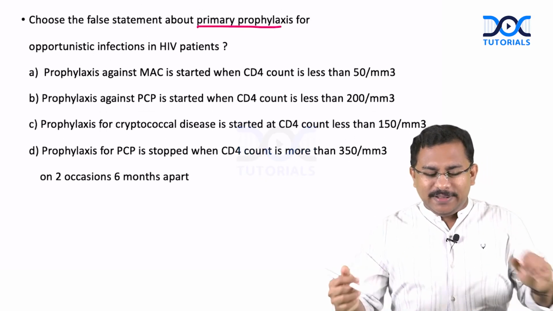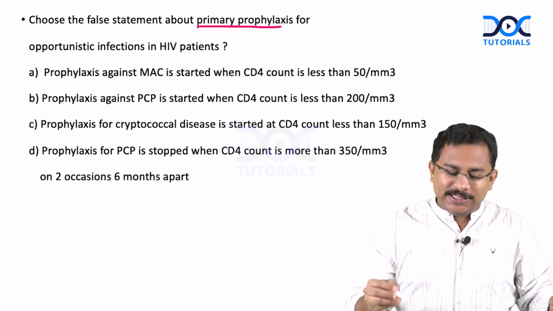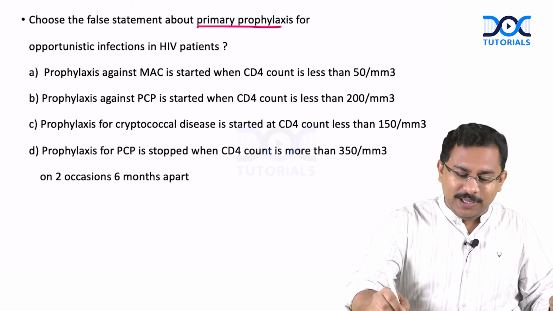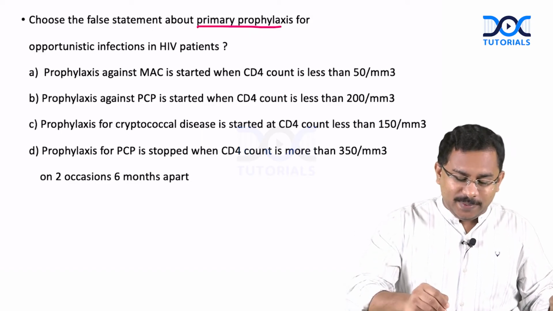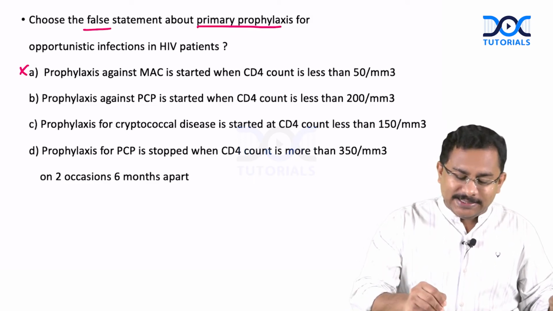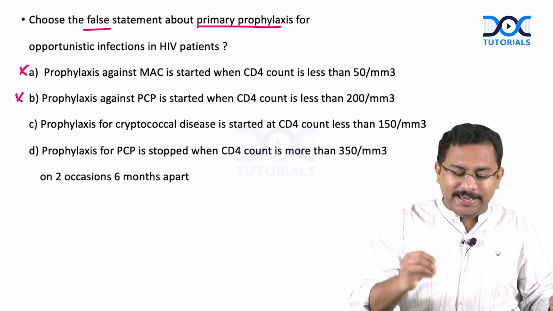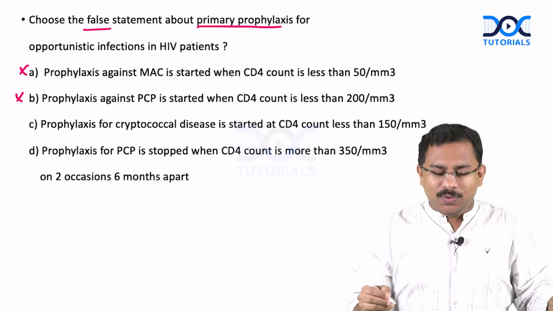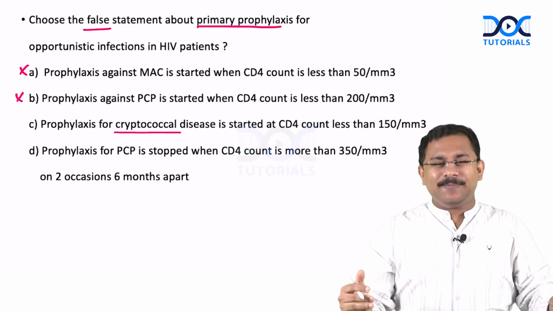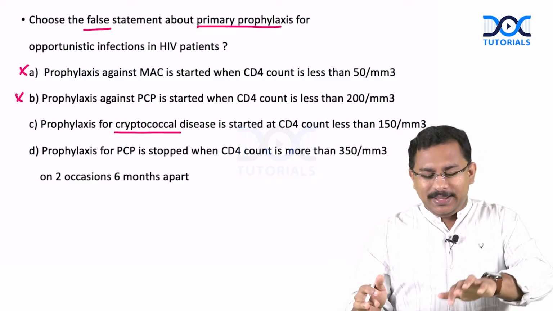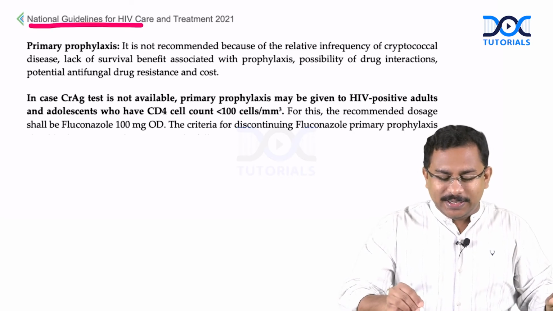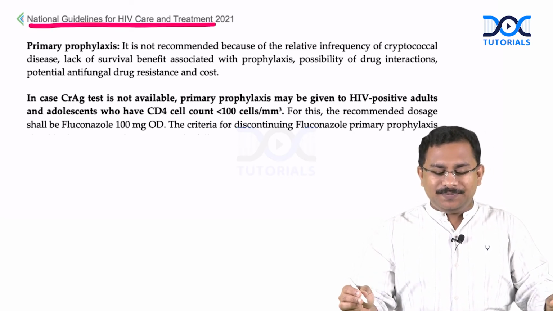And see, the first option, the prophylaxis for Mycobacterium avium started at CD4 count less than 50. It is again a true statement, so that is not going to be the answer. They have asked a false statement. Against PCP at a CD4 count less than 200, it's again a true statement, so that is not going to be the answer. And for the next one, cryptococcal disease. Now this one is slightly interesting. Let me show you a screenshot from the guideline. This is the National Guidelines for HIV Care and Treatment 2021.